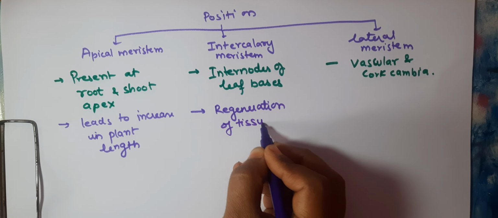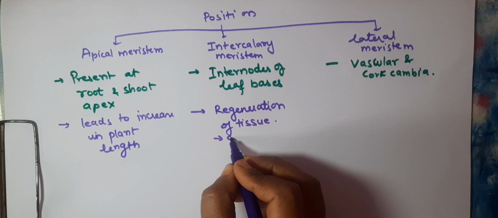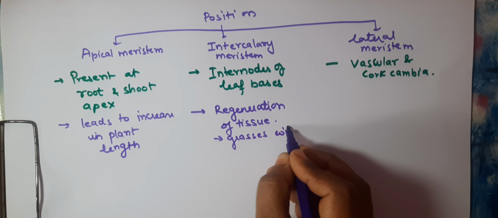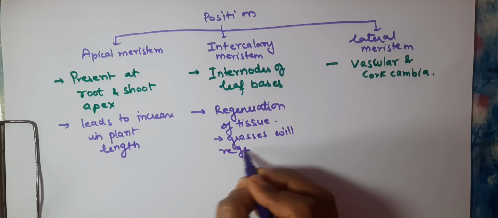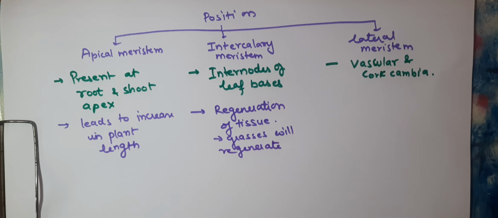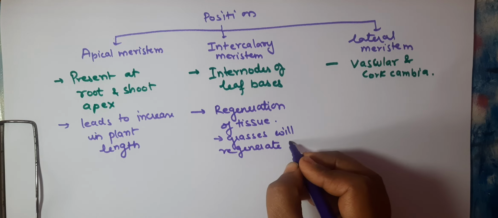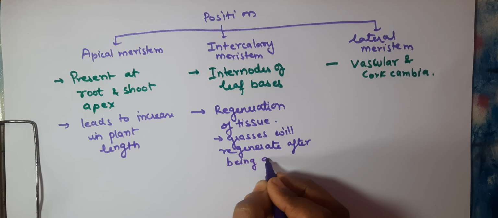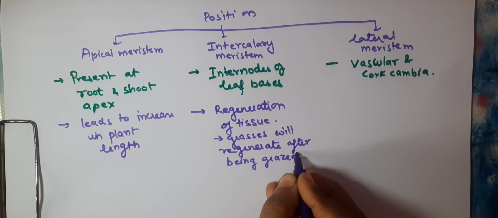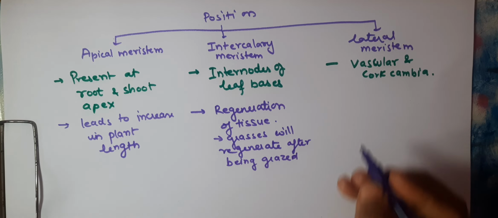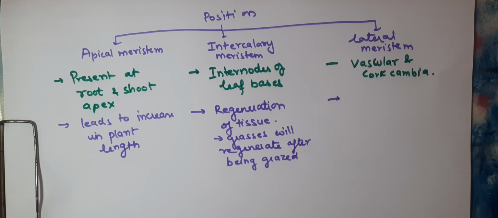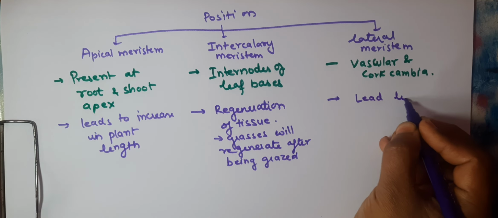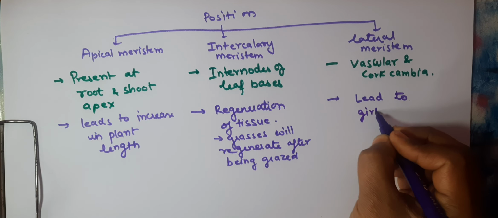I will give you an example. Suppose grass is grazed by a cow. That grass will regenerate after being grazed due to the presence of intercalary meristem. Now we will talk about the lateral meristem. It is responsible for girth growth, so it leads to girth growth.